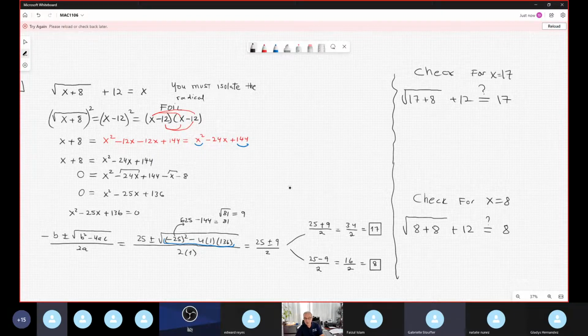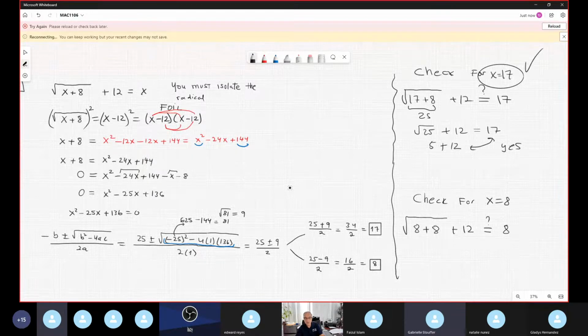Let's do it. It's numerical, it's easy. 17 plus 8 is 25. And square root of 25 is 5. And 5 plus 12 is 17. Yes. That means 17 is good. Boom. I like this answer.